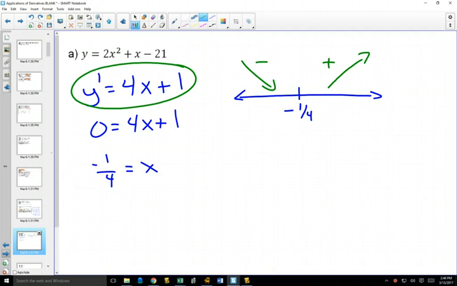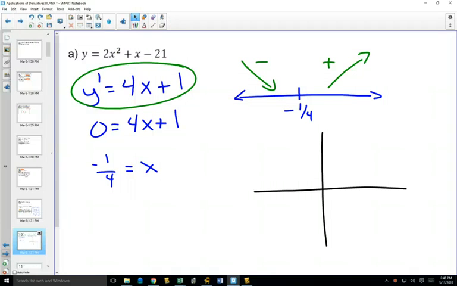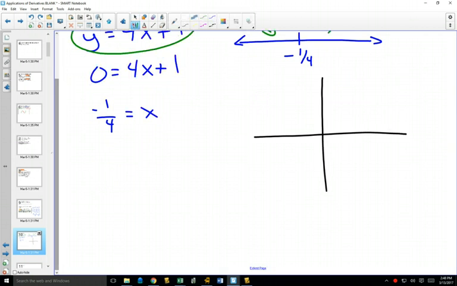Now, this is a parabola, and we knew this already. If we drew this parabola, and we plugged in -1/4, so 2 times -1/4 squared minus 1/4 minus 21, we get a vertex at (-1/4, -21.125).